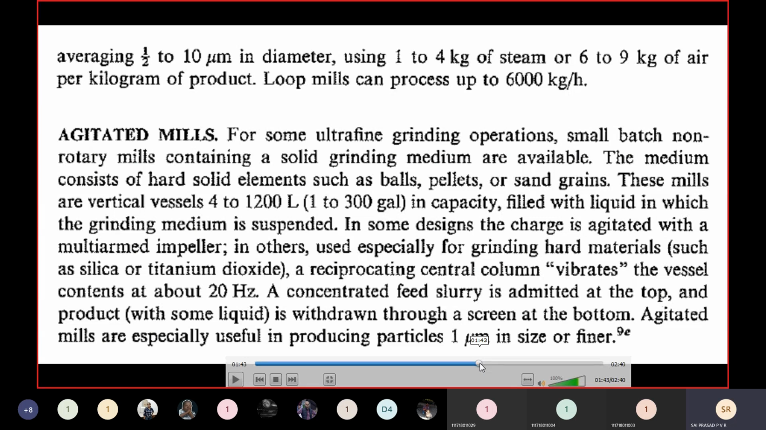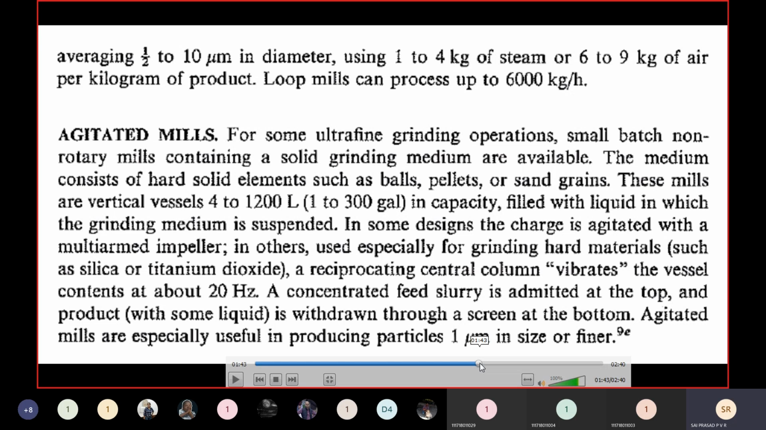For some ultrafine grinding operations, small batch non-rotary mills, which are not rotating, containing a solid grinding medium are available. The medium consists of hard solids such as balls, pellets or sand grains. So we have a container in which we add all those things, balls or pellets or sand grains. And these mills are vertical, 4 to 1200 liters in capacity, filled with the liquid in which the grinding medium is suspended.